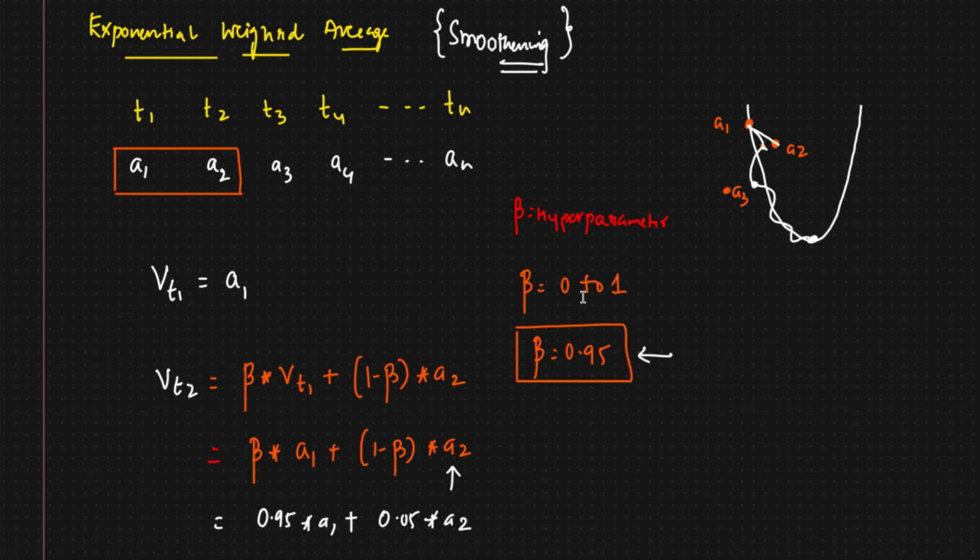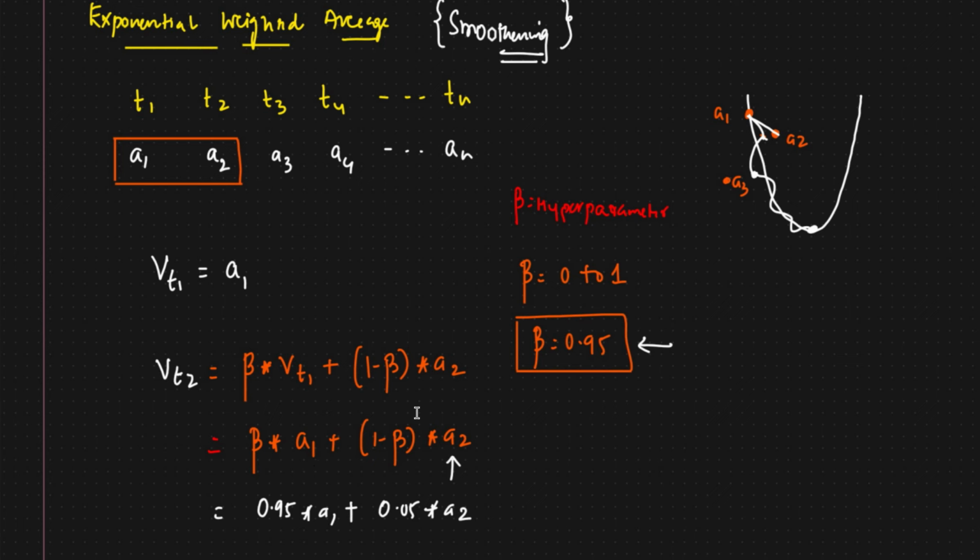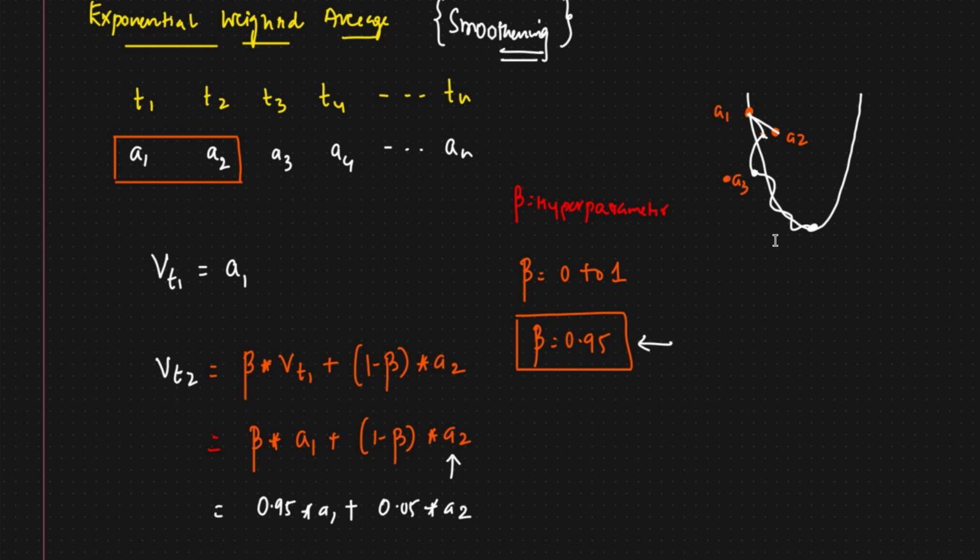Mostly the beta value will be between 0 and 1. Sometimes we take 0.95. Beta times A1 plus 1 minus beta times A2, that means 0.9 times A1 plus the remaining 0.1 times A2. If we give more weight to A1 and reduce the weight of A2, it will not go through too much noise. So the curve will be smoothed and reach the minimum with less loss.